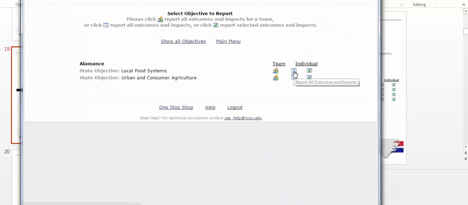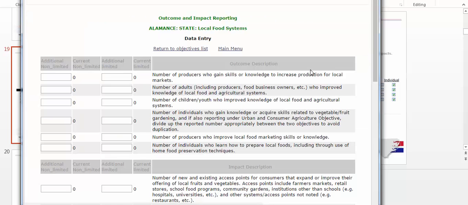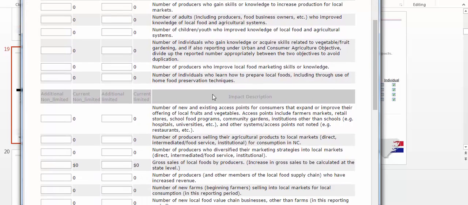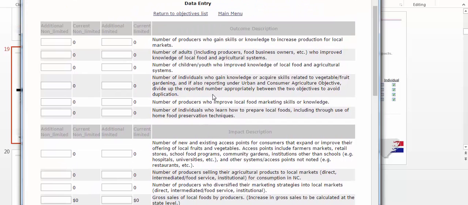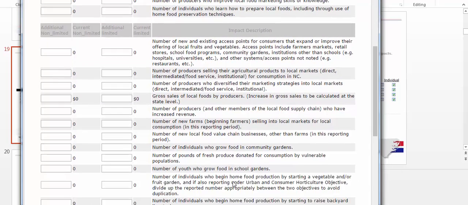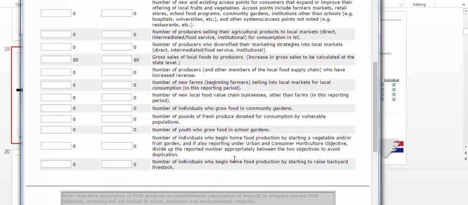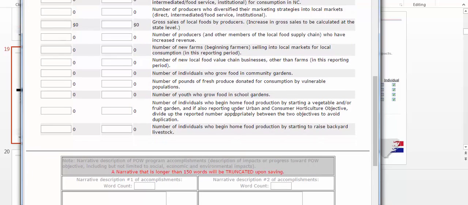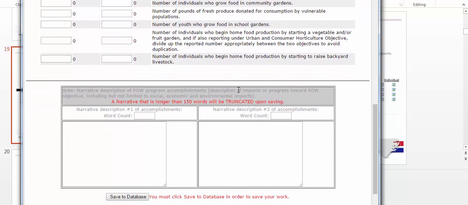They also have the section on reporting all outcomes and impacts for your particular objective, and this is the individual objective that you can see. This is for local foods. Again, number of producers, number of individuals, and then economic data that shows how much they've grown or produced.